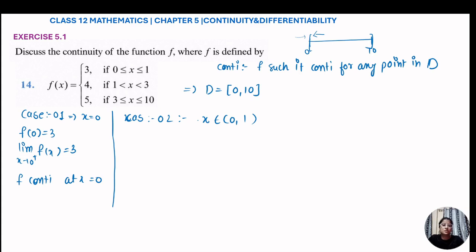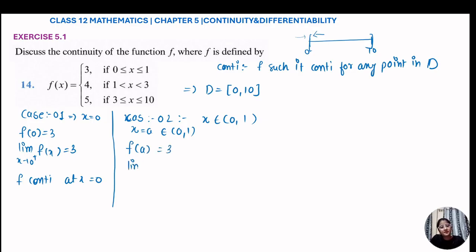Now let's move to case 2. I think this is just a piece of cake for you. When your x belongs to open interval 0 1, as you can see, it's just a constant function, and we know that constant functions are always continuous. So let me give you the theoretical proof also. Take any point a, x equals to a, that belongs to 0 1. For this arbitrary point in 0 1, we will prove that f is continuous. First of all, we find its function value. We know that this function value is 3.